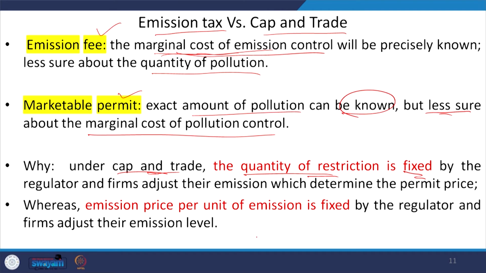Whereas in case of an emission fee, the per unit emission fee is fixed by the regulator itself, and the firms adjust their emission level. So that is why under this emission fee, the marginal cost of emission control is known, whereas the quantity of pollution is lesser known. And in case of marketable permit, the amount of pollution is known, but the marginal cost of pollution control is less sure.